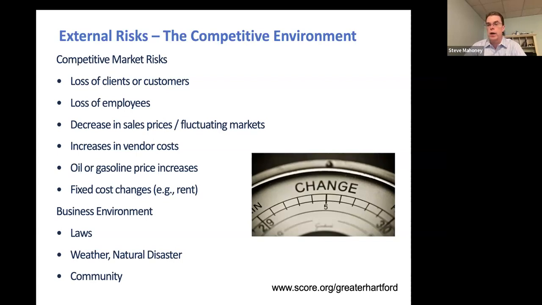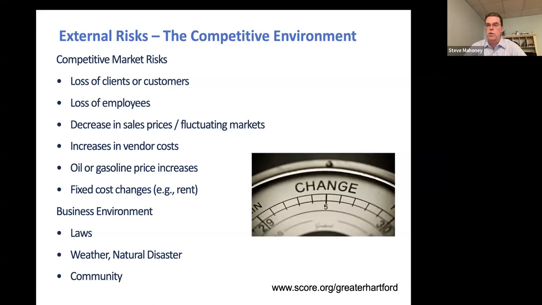If you've got a new competitor that comes in that's got a similar product or service, but the price point is much lower than yours, how do you react to that? Increases in vendor costs. This has been one that has been a huge impact on every business the last couple of years. We've seen record-setting inflation the last year or two across a wide variety of industries, and this has had a ripple effect on just about every business.